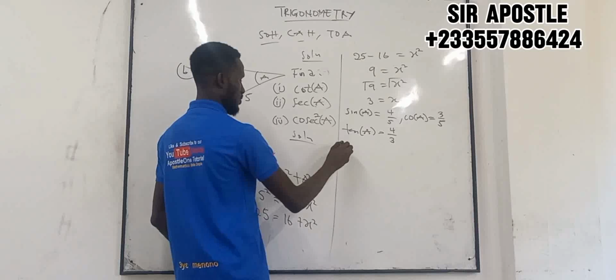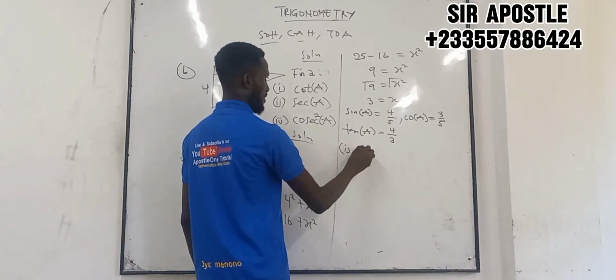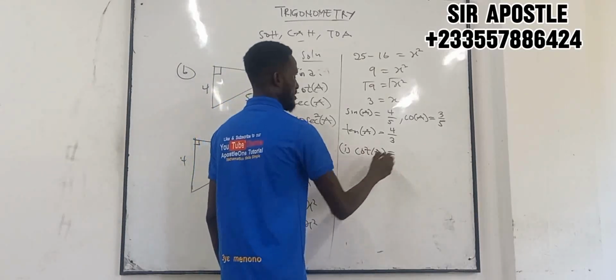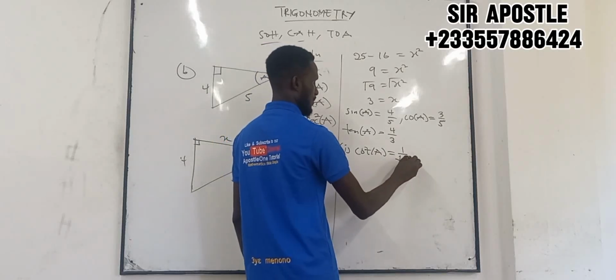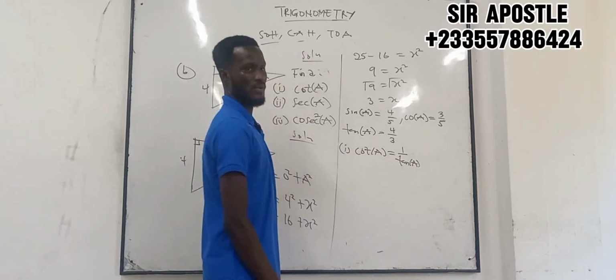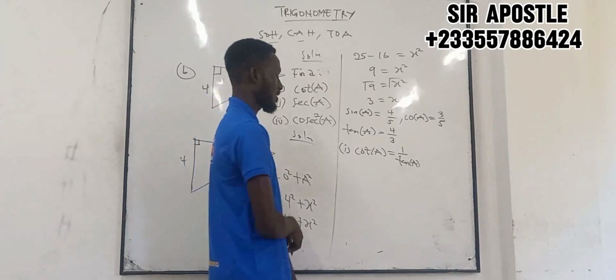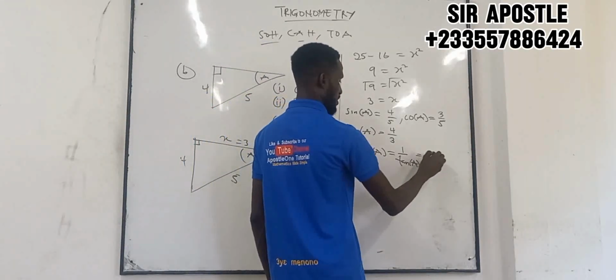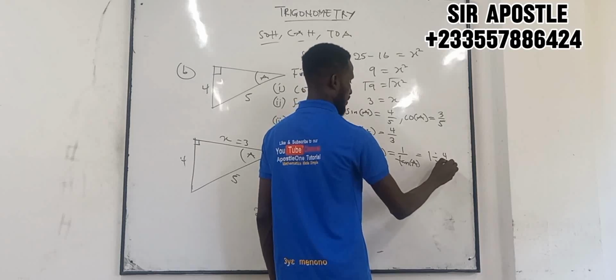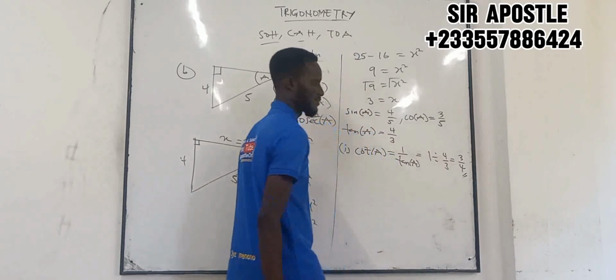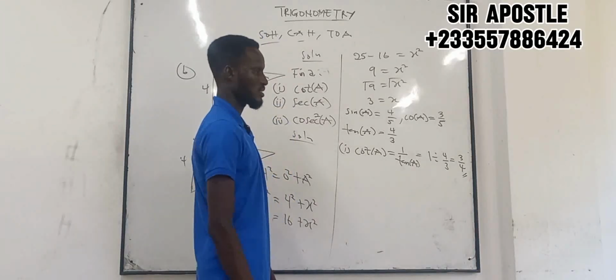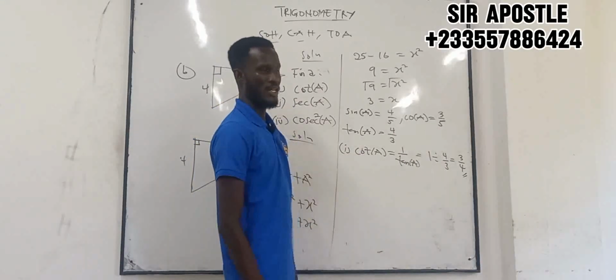The first one is we are supposed to solve for cot A. What is cot? Cot is 1 over tan A. It's a reciprocal, the same as 1 over tan. So we're going to get 1 divided by 4 out of 3, which will give us 3 out of 4. As simple as ABC. You reciprocate this one, then you are done.